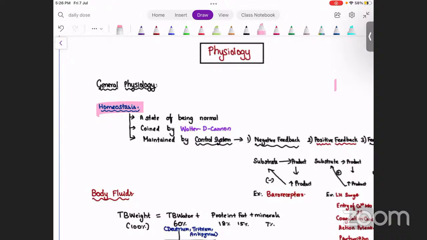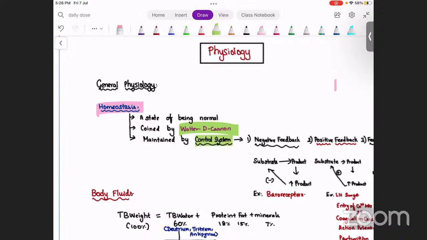As a physician or as a doctor, our primary goal on a patient is to restore homeostasis. Any patient with a disease who comes to you, you have to restore the homeostasis in that patient. That's our technical word. So what is meant by homeostasis? A state of being normal. And the term homeostasis was coined by Walter D. Cannon. Very, very important MCQ. The term homeostasis was coined by Walter D. Cannon.